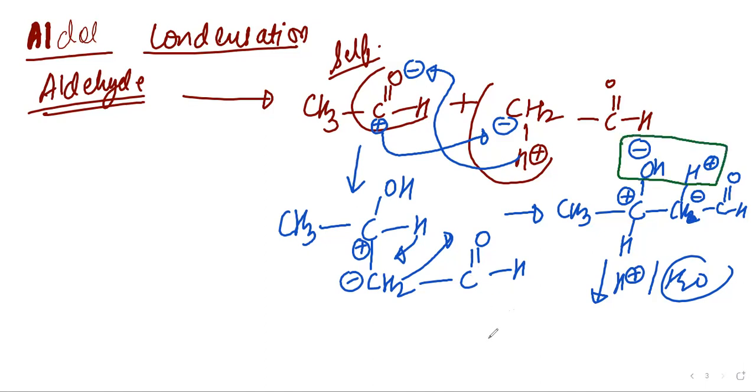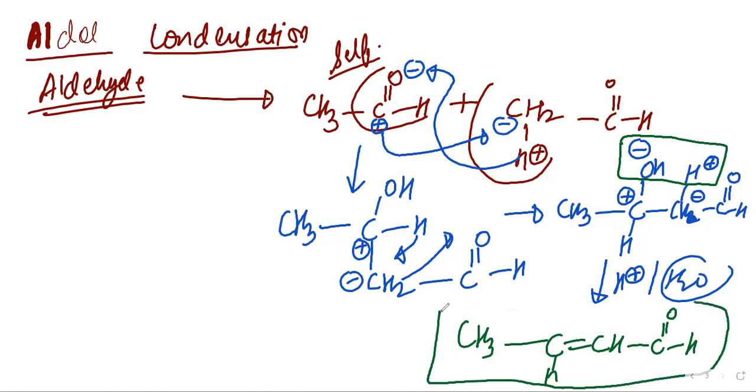So what is the formation now? CH3, C double bond CH, C double bond OH. And this is 1H. Understood? So this is the final product of aldol condensation. Write it down.